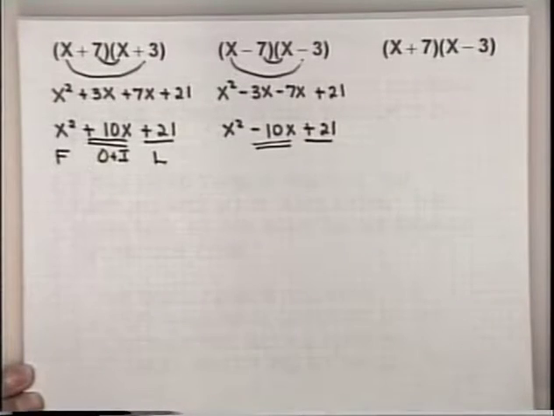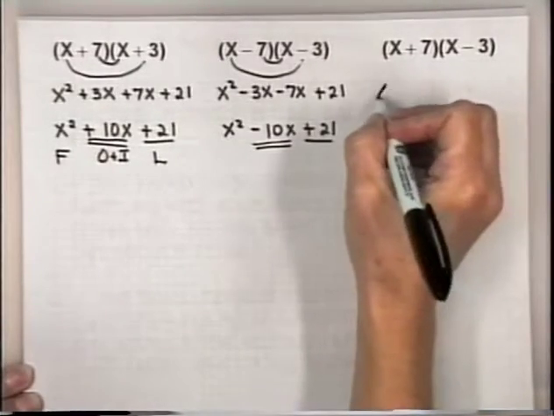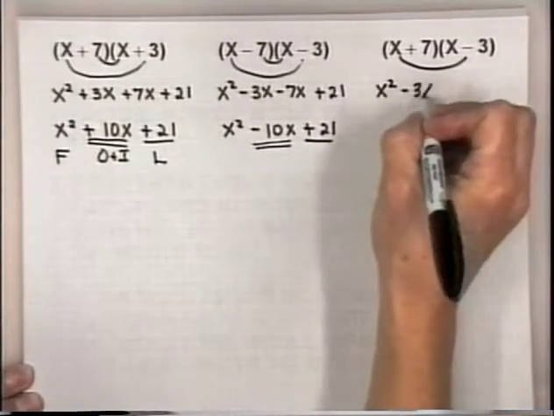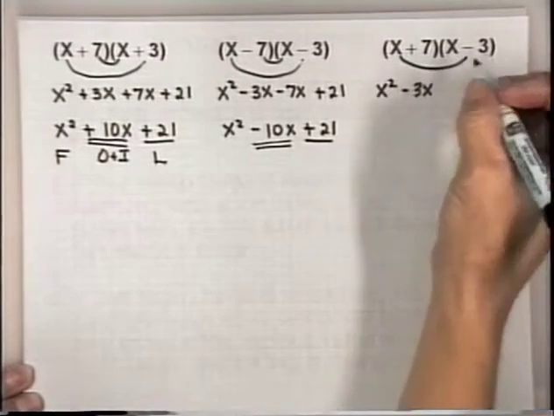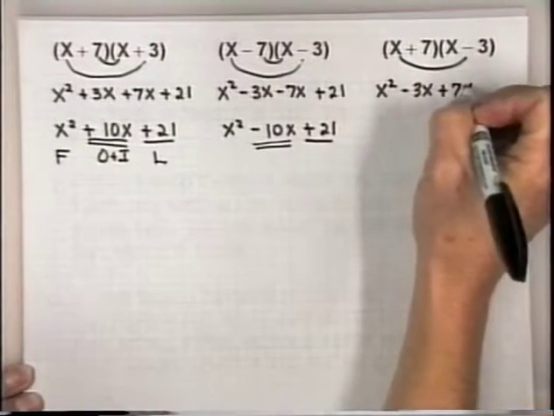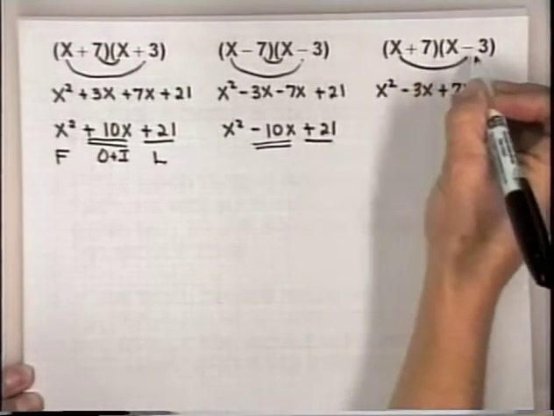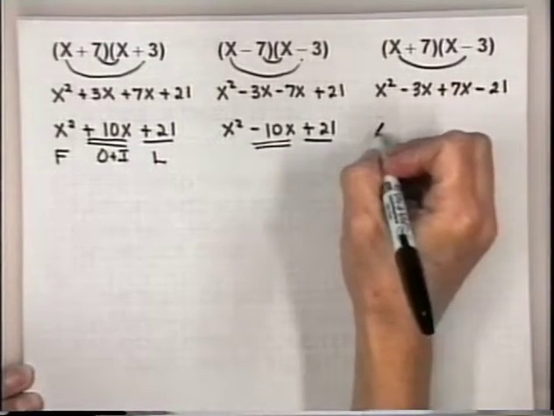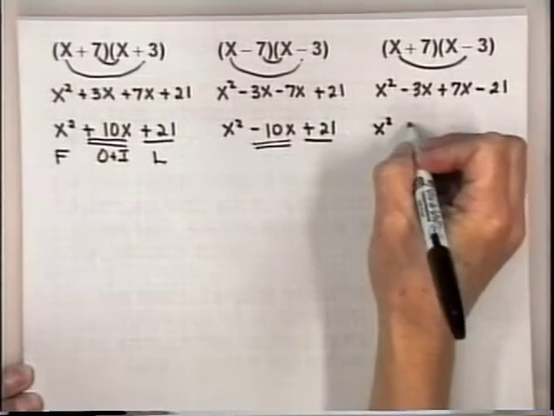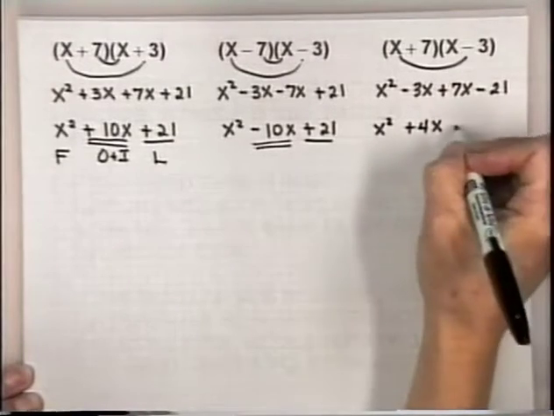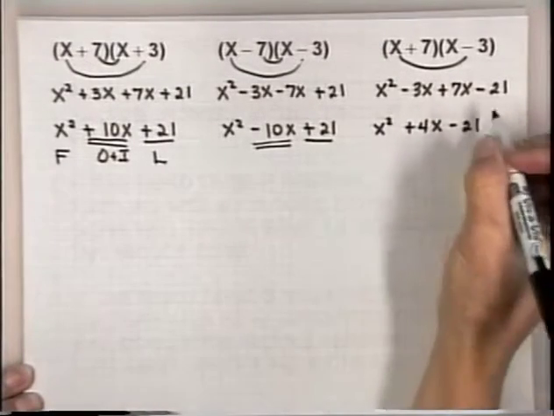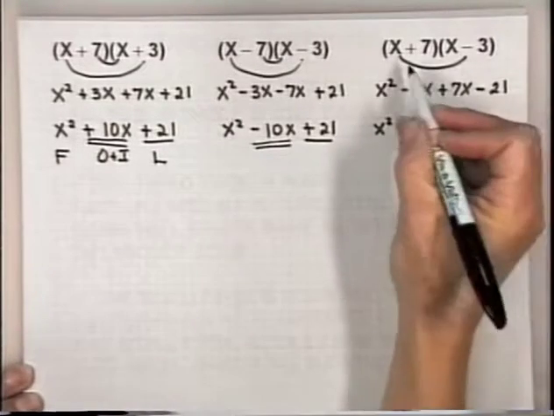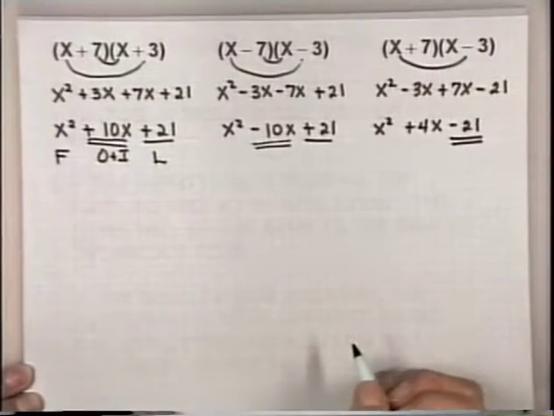Now on our third example, x times x is x squared. Our outside product is negative 3x. The inside product is positive 7x. Our last terms gives us a negative 21. Adding our middle terms, we have x squared plus 4x minus 21. Notice that our third term here is negative because we have opposite signs in our two factors.